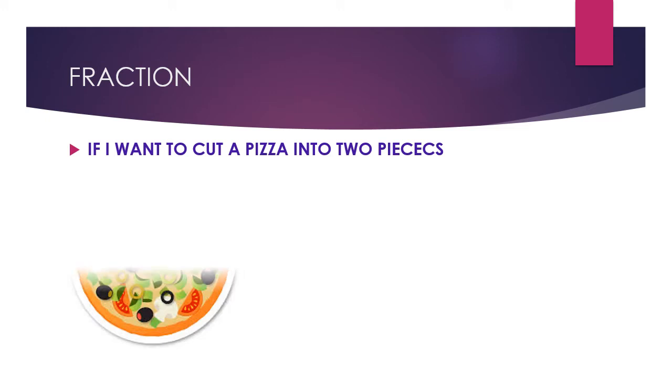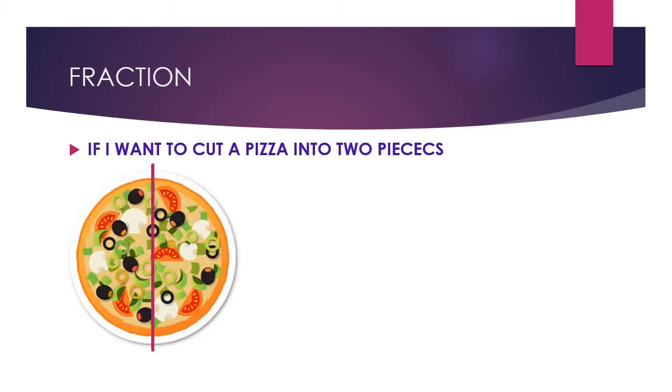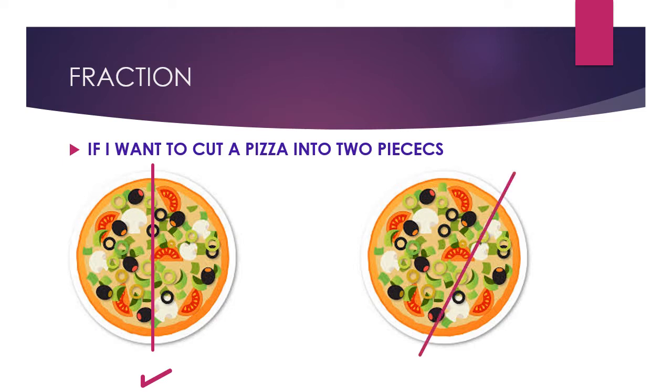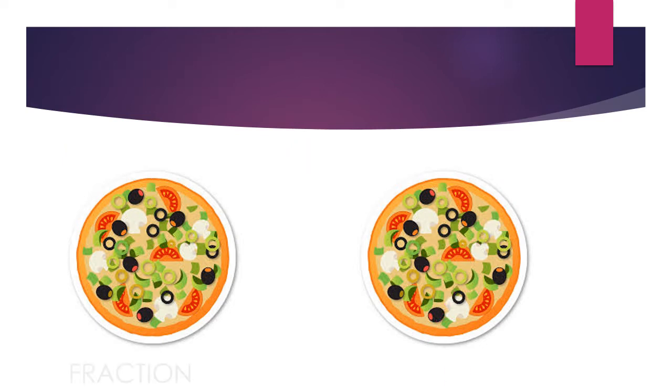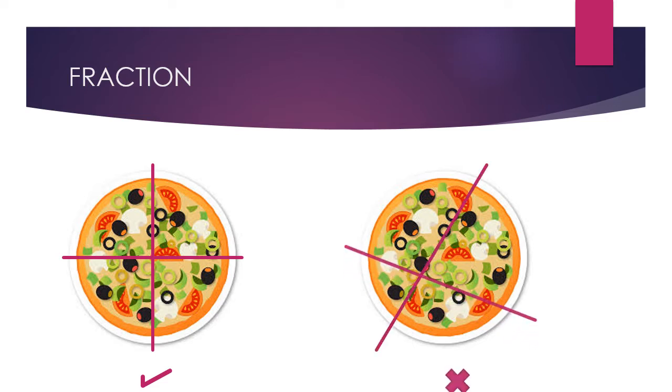If I want to cut a pizza into 2 pieces, here I cut it into 2 equal pieces, so this is a fraction. But here I cut it into 2 not equal pieces, so this is not a fraction. Here I have 2 pizzas and I want to cut them into 4 parts. Here they are 4 equal parts, so this is a fraction. But here they are 4 not equal parts, so this is not a fraction.